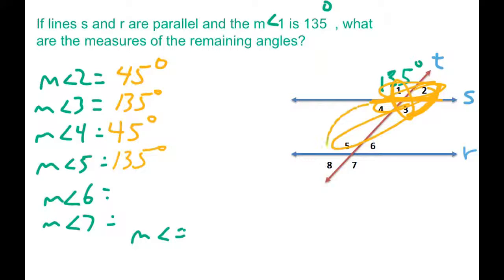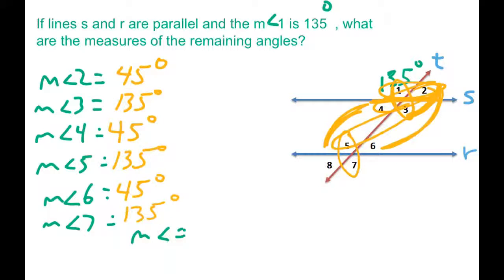Or I could have looked at 4 and 5 as supplementary. They have to add up to 180. That works also. Angle 6, well, let's see. Angle 6 and angle 2 are corresponding. Corresponding angles are congruent. So if 2 is 45, 6 is 45. Angle 7, well, 5 and 7 are vertical. Vertical angles are congruent. 5 is 135, 7 is 135.